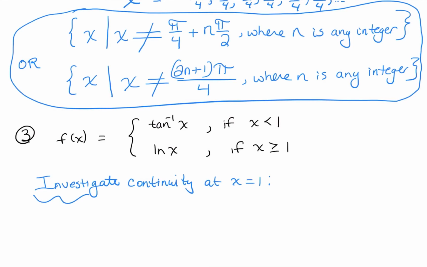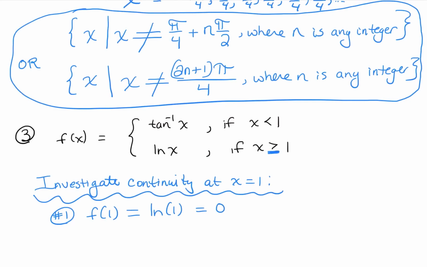And this is where we do it with our 3-part definition. So step number 1, we need to see, is this point even defined? So we want to start and just look at what is f of 1. Here we're looking for where it's defined. So we sub in to our natural log of 1, and natural log of 1 is 0. It passes.